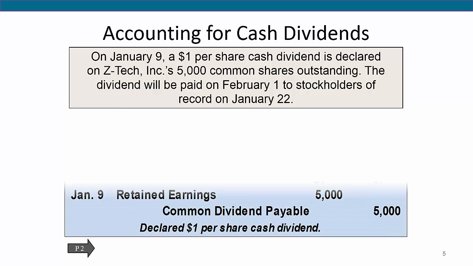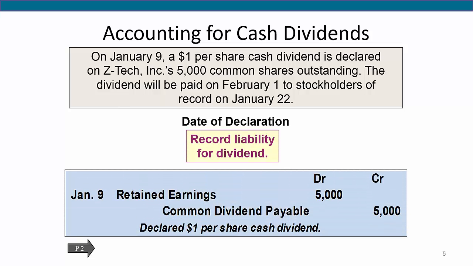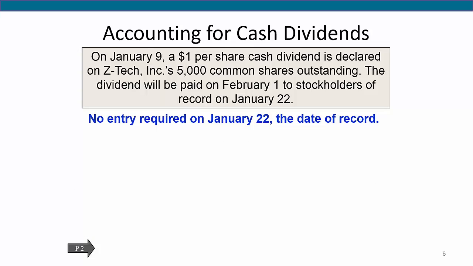To illustrate, the entry to record a January 9 declaration of a $1 per share cash dividend by the directors of ZTech Inc. with 5,000 outstanding shares is shown in this slide in the amount of $5,000. Retained earnings is debited for $5,000 and common dividend payable is credited for the same amount. It is a current liability. The date of record for the ZTech dividend is January 22nd.